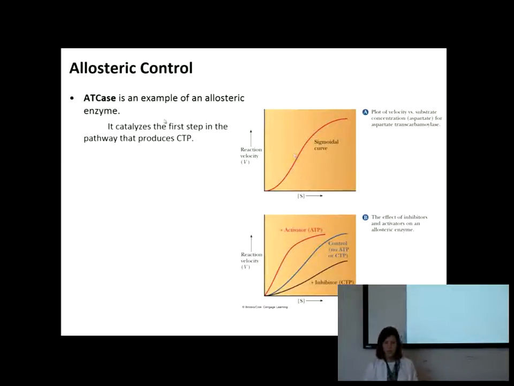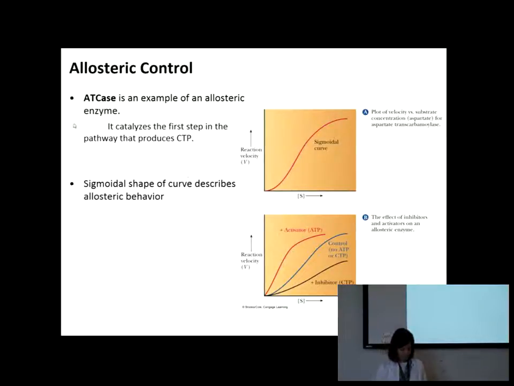So I mentioned before, ATCase is an example of an allosteric enzyme. Our velocity versus substrate concentration plot shows a sigmoidal shape. Remember I said the hard binding, meaning the substrate is binding to that first subunit. Once that substrate is in that first subunit, it changes the conformation of the other subunits so that it is easier for the other substrates to go in there. And up at the top, we've saturated our enzyme.